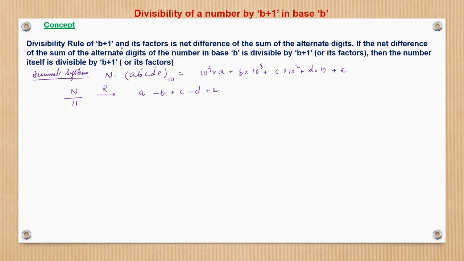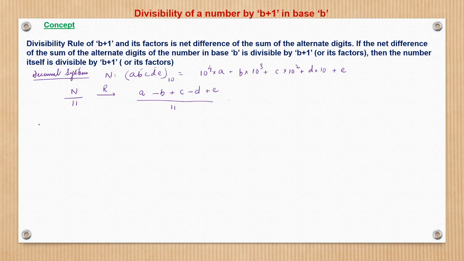Divisibility rule of b plus 1 and its factor. Factor also same thing. This we'll see is net difference of the sum of the alternate digits. If the net difference of the sum of the alternate digits of the number in base b is divisible by b plus 1, then the number itself is divisible by b plus 1. So that is, I mean, this is by 11. So if here the remainder is 0, then it means that n upon 11 is perfectly divisible. If there is a remainder, then this is not perfectly divisible, right? So here we obtain a divisibility rule for base 10.